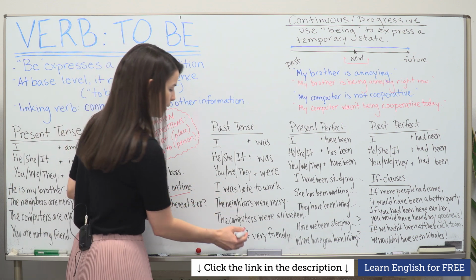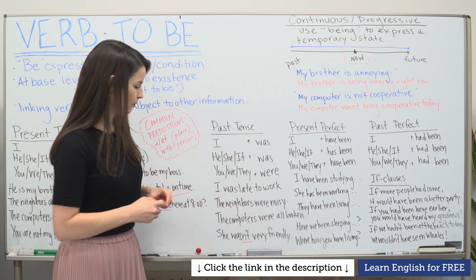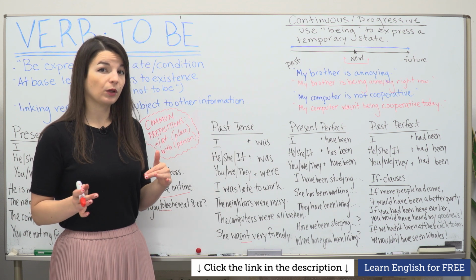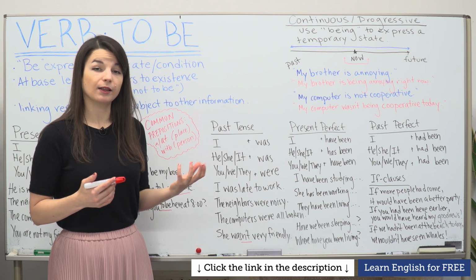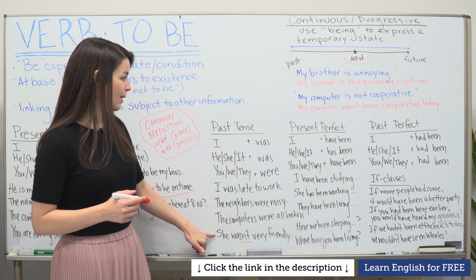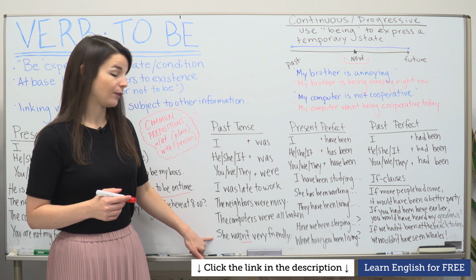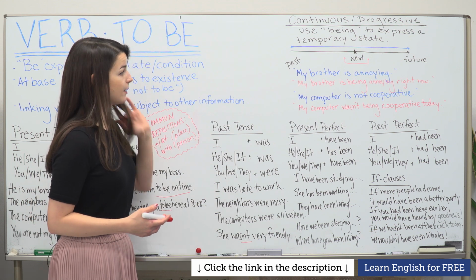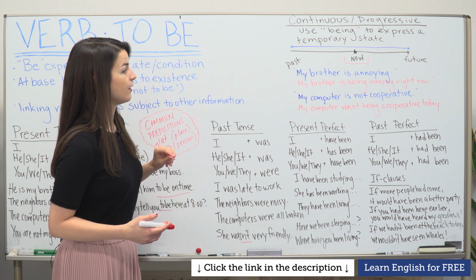And please remember that you can use the contracted form. Instead of was not, we can use wasn't. It sounds a lot more natural. She wasn't very friendly. So please keep in mind the past tense forms as well, the past tense form and the negative forms too. All right, let's continue on to a couple different points.